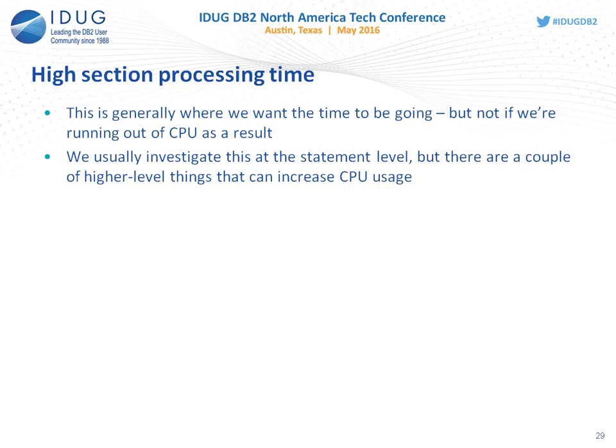High section processing time. This is where we want to spend our time doing our work. This is the actual heavy lifting that the system is supposed to be doing. But if we are running out of CPU as a result, we probably want to understand where the CPU is going. A few things that can increase CPU usage that we want to be aware of.